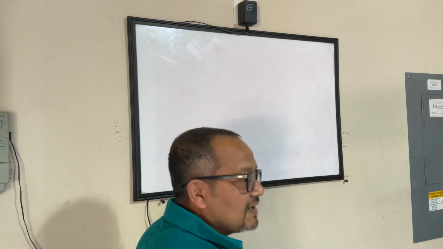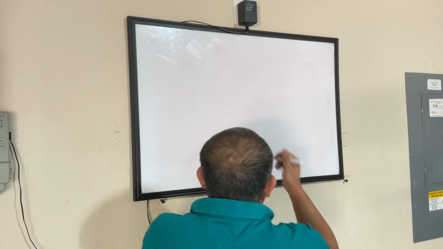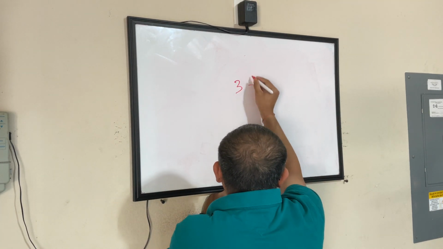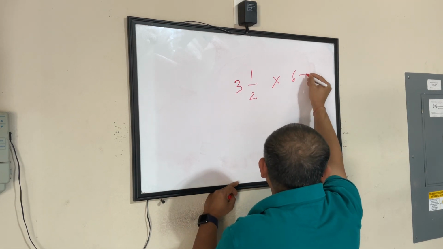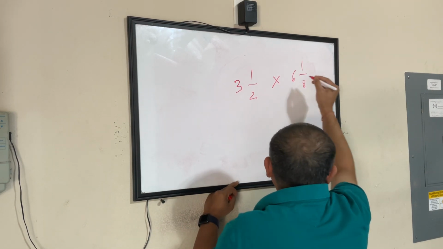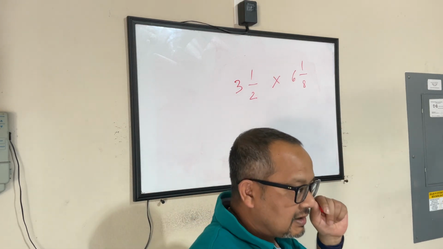Now, same problem. If we say multiply 3 1 by 2 with 6 1 by 8.